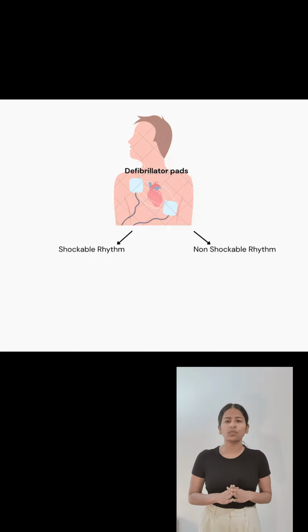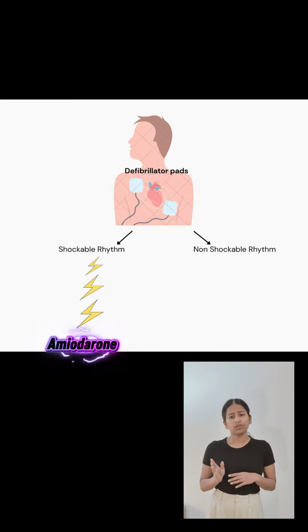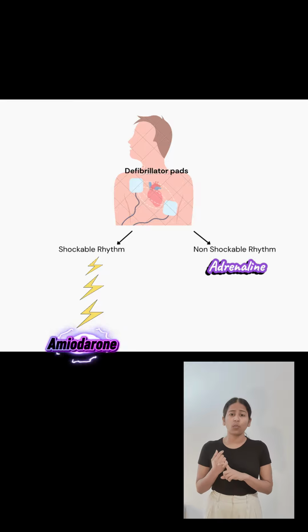Now let's see at what point we use them. In shockable rhythm, you shock them, you wait for 2 minutes, check the rhythm. If shockable, shock them again, wait for 2 minutes, check rhythm, shockable, shock them again. So after 3 shocks, that's when you give them amiodarone. In non-shockable rhythm, you give them adrenaline at the very first point, when you know that they're in non-shockable rhythm.